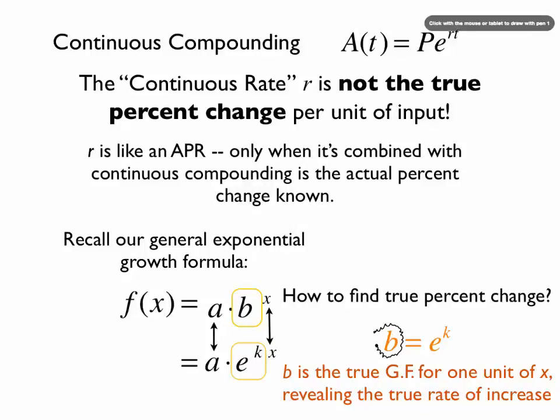What we've been doing the last 2 weeks. Given a B, what's the percent change? Given a percent change, what's B? Now we've got this new thing, this weird thing that's like APR. That's K. It doesn't reflect the true percent increase, but it is a type of rate, and it relates to 1 unit. But it's not the 1 unit percent increase. It's weird. It's like APR.